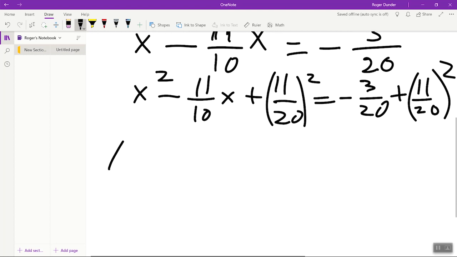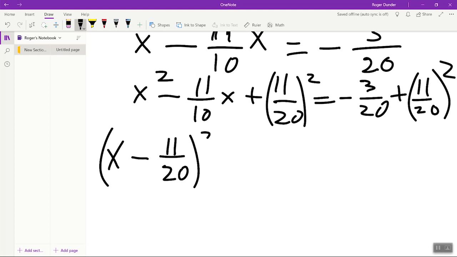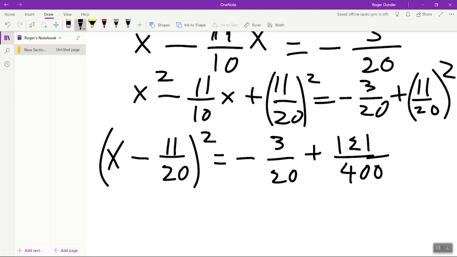Now on the left, we have x minus 11 over 20, quantity squared, is equal to, what's 11 squared? It's 121, isn't it? And what's 20 squared? It's 400. So this is 121 over 400. So this is going to be minus 3 over 20 plus 121 over 400. Now, how do I get a common denominator on the right?